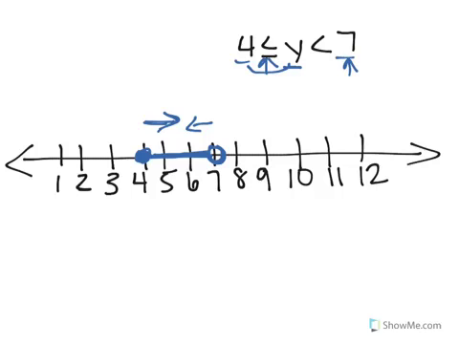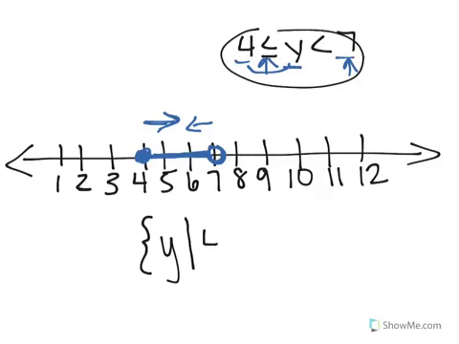Now, remember how we talked about set builder notation in the last video, and our solution set would be with our curly brackets, define your variable, which is y, and we have our vertical bar, and we will just write our inequality the way we see it. 4 is less than or equal to y is less than 7. And there's your answer. Now it's your turn to try an example.